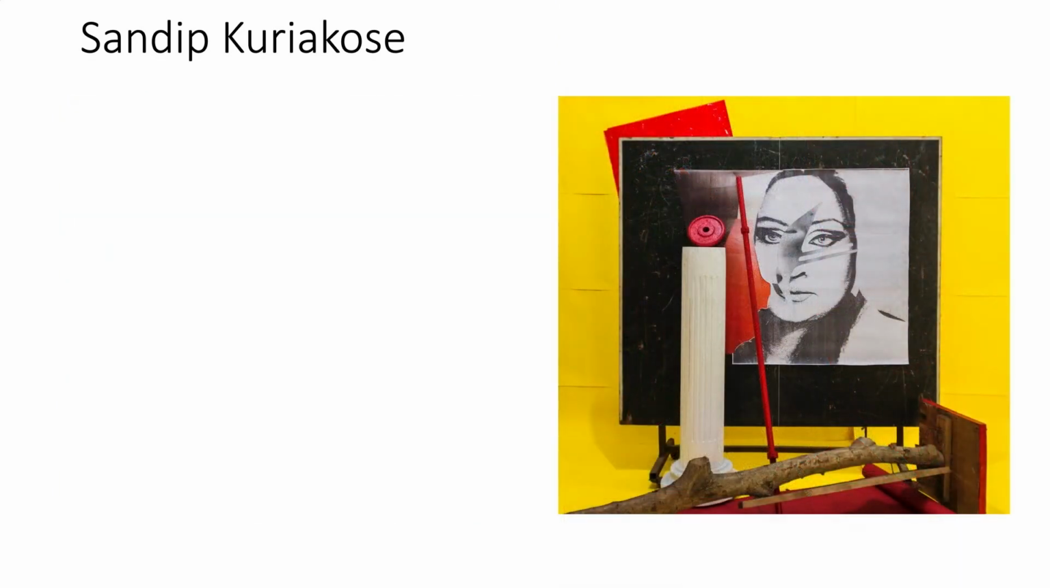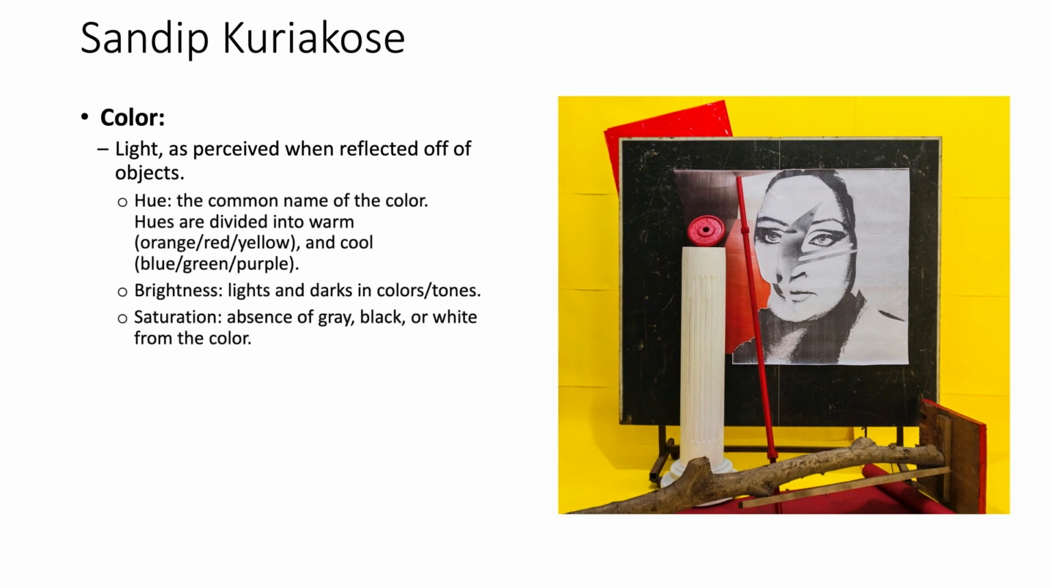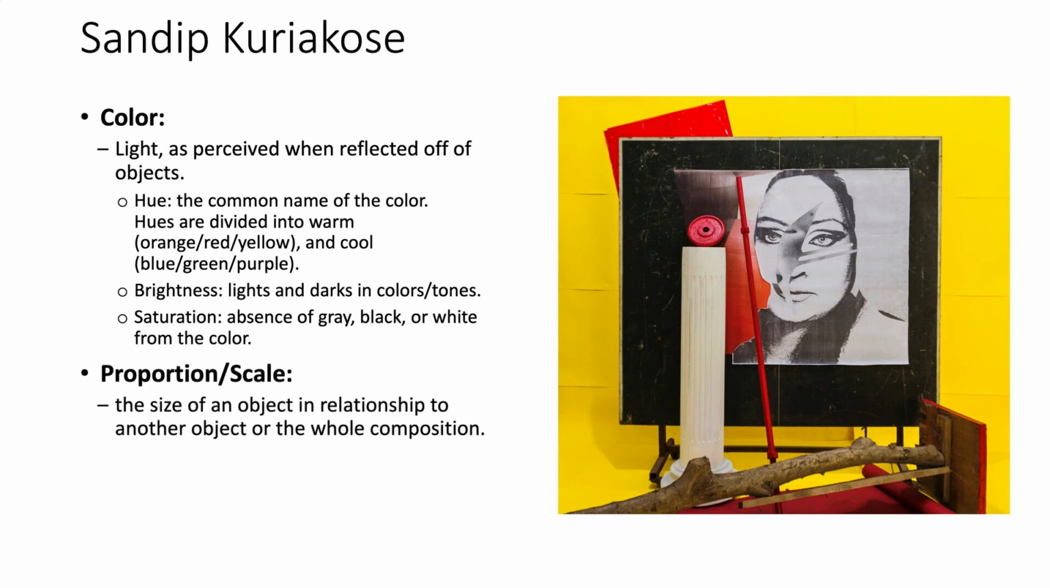So just to reiterate, the hue is the name of the color. So here, the background hue is yellow. It's a very saturated yellow because it's not mixed with gray, white, or black. I'm also really interested in what's going on here in terms of scale. It's kind of hard to get a sense of whether these are miniatures or life-size figures because of the relationships of their size to the whole composition.